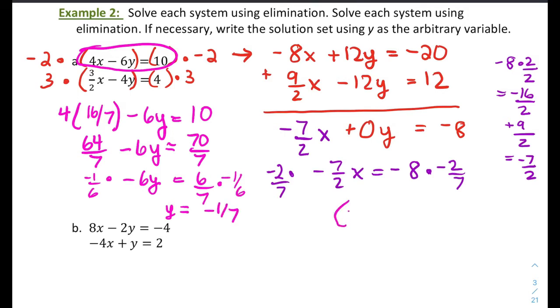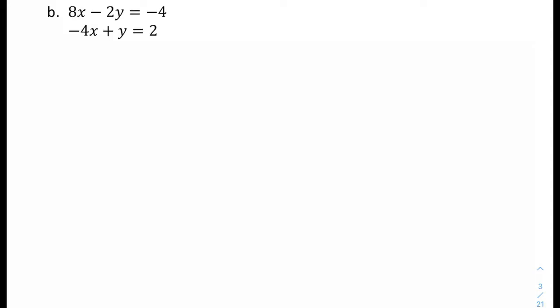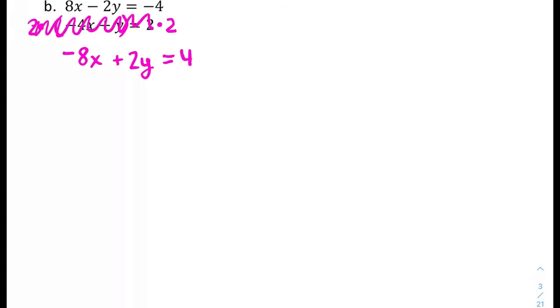So our solution is 16 sevenths that we got for x, and negative 1/7 that we got for y. Let's take a look at one of our special cases. If you try some elimination on this one, or substitution, but I'm going elimination, what happens is your second equation, once I multiplied it by 2, is actually the exact same thing as my first equation except opposite sides. So if I add them together, I get the statement 0 equals 0.